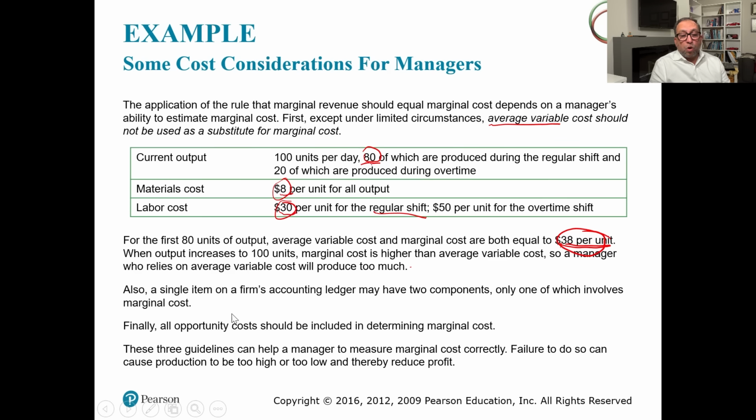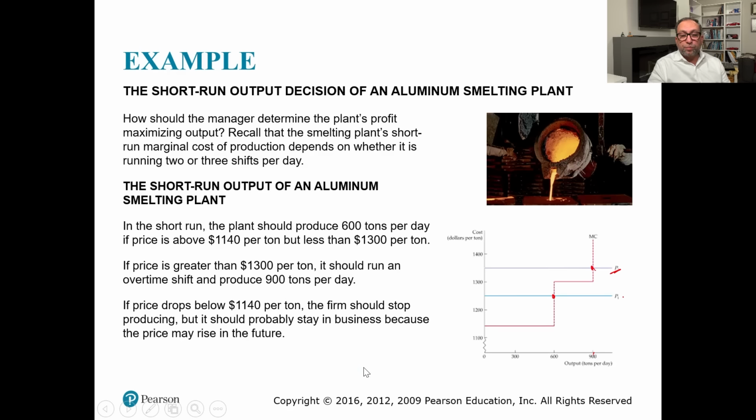Also, a single item on a firm's accounting ledger may have two components, only one of which involves a marginal cost, like a variable cost. Finally, all opportunity costs should be included in determining marginal cost. These three guidelines can help a manager to measure marginal cost correctly. Failure to do so can cause production to be too high or too low, and thereby reduce profit.